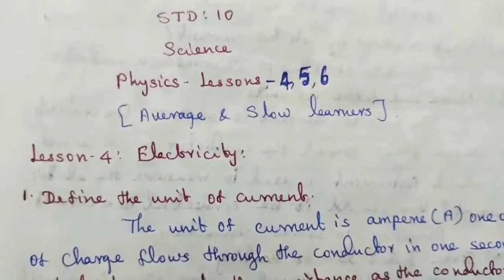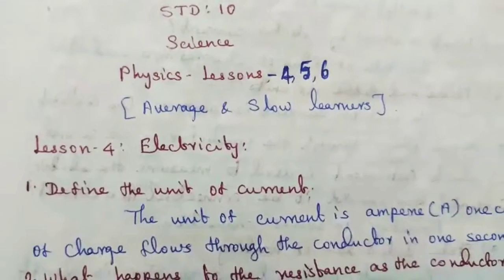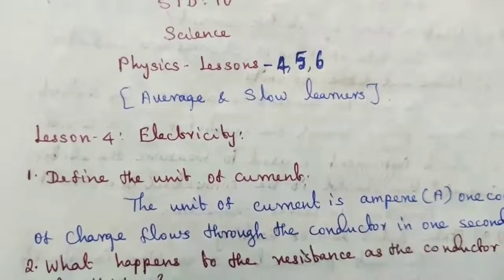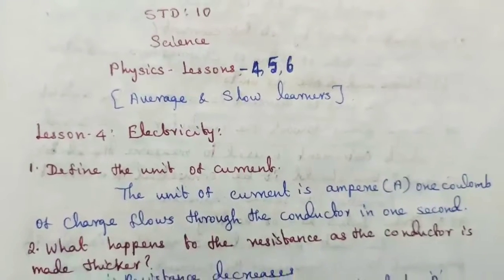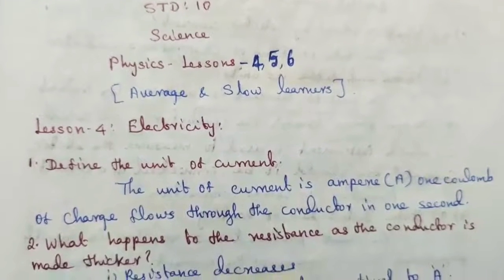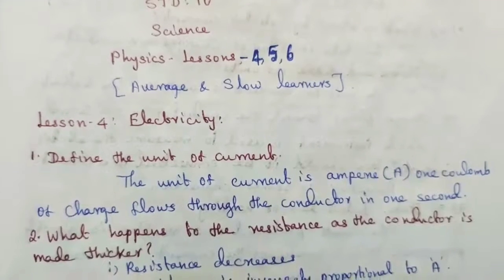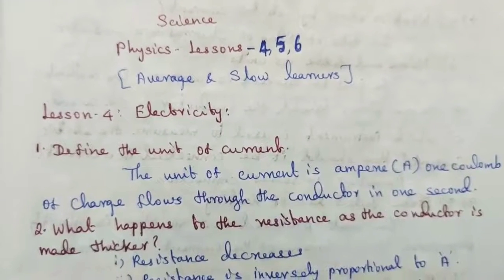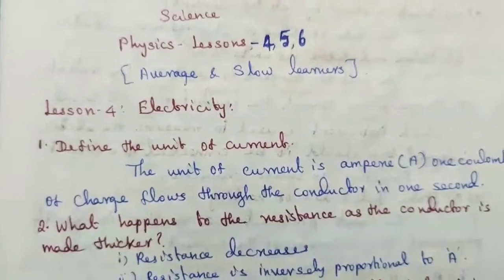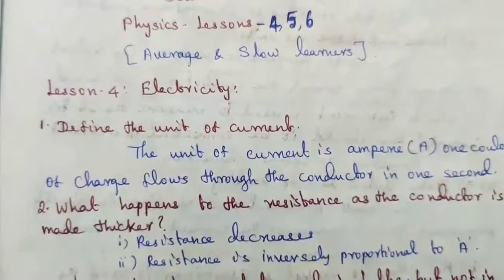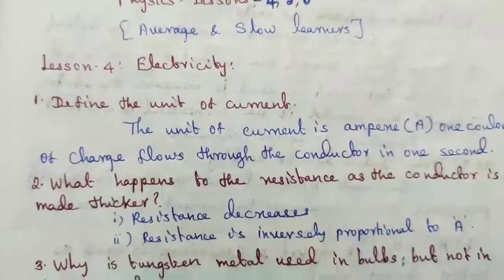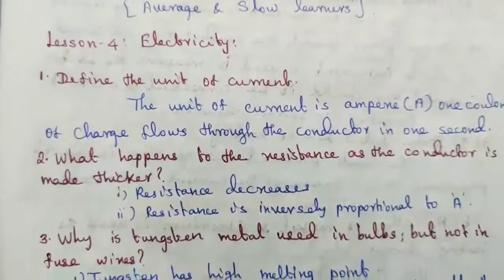Lesson 4, Electricity. Question number 1: Define the unit of current. The unit of current is ampere. 1 coulomb of charge flows through the conductor in 1 second is called electric current. 2. What happens to the resistance as the conductor is made thicker? Resistance decreases, and resistance is inversely proportional to the area of cross section.